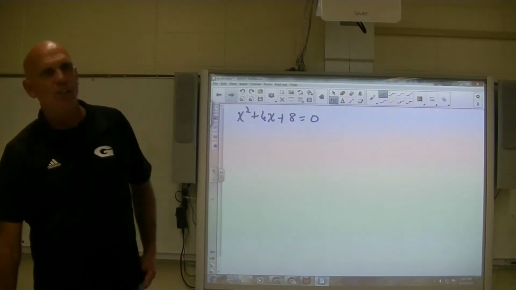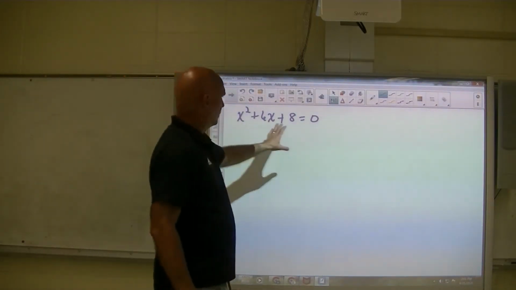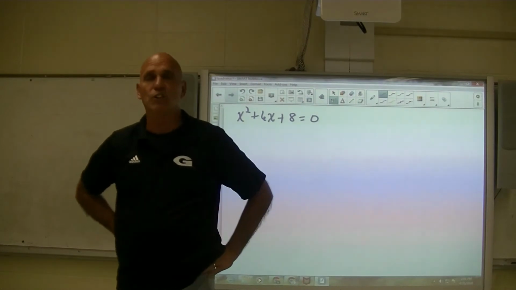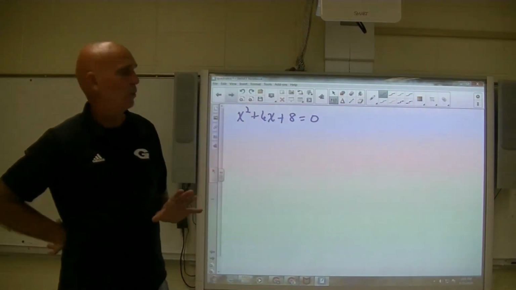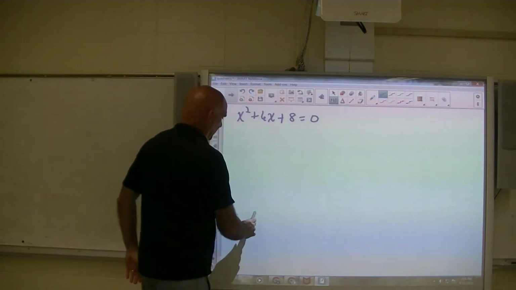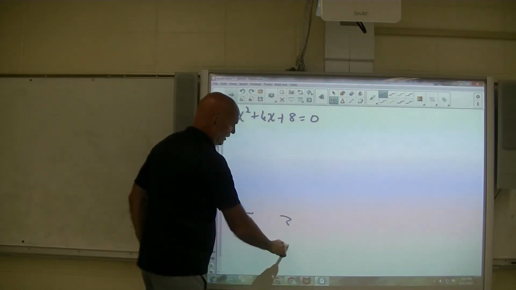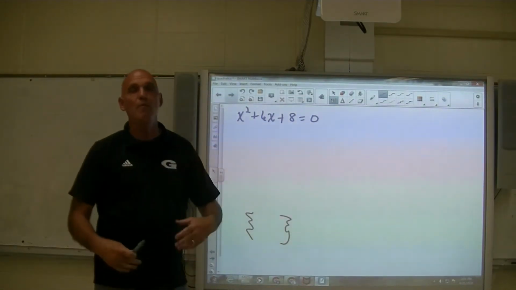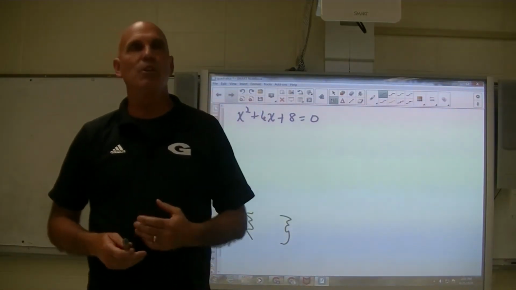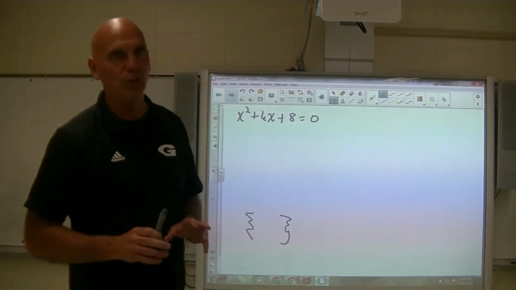Okay, so you start off with this: x squared plus 6x plus 8 is equal to 0. You want to solve this equation. Whenever you want to solve an equation, your final answer is going to be a solution set with some number in there, or maybe more than one number. Any number in the whole world that would make this statement true, that's what you're looking for.